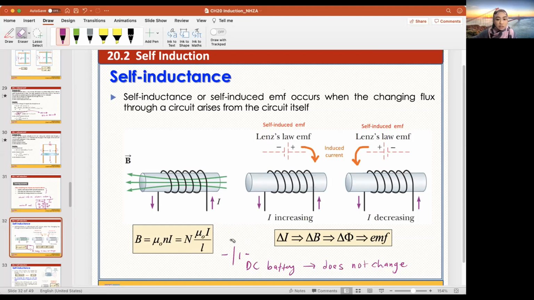So that is a DC battery. It does not change the polarity. That is what polarity is. Polarity is your positive and negative. Does not change polarity, that's the first thing. And then the value is constant. Does not change values.